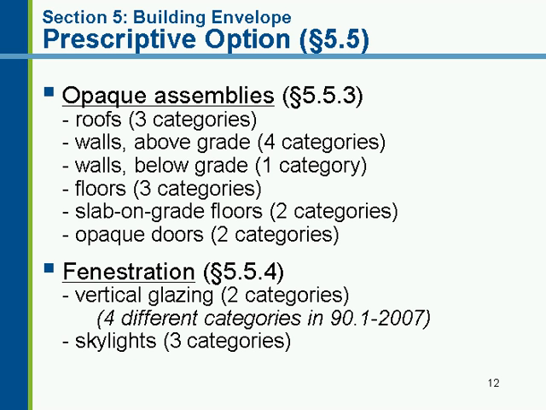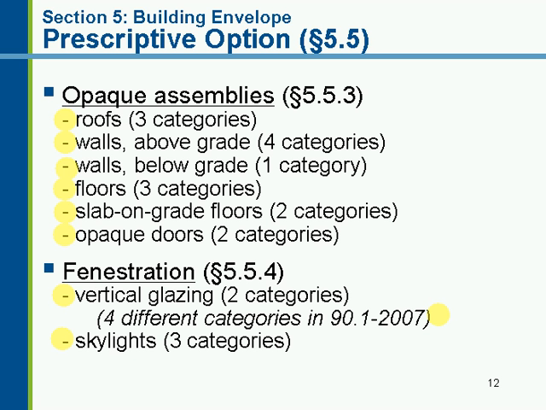Within the opaque assemblies, there's 6 different types. 3 roofs, 4 above-grade walls, a below-grade wall category, 3 types of floors over unconditioned space, 2 types of slab-on-grade floors, and 2 types of opaque doors. For fenestration, there's 2 types of vertical glazing, but this is going to change significantly for 2007, where there will be 4 different category types, and 3 types of skylights.